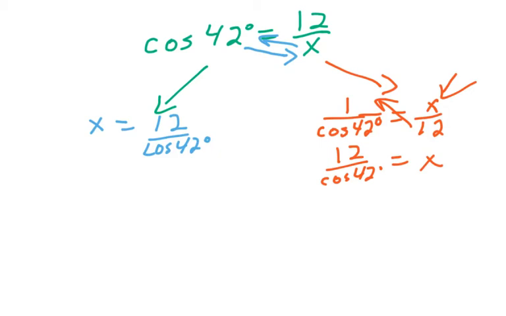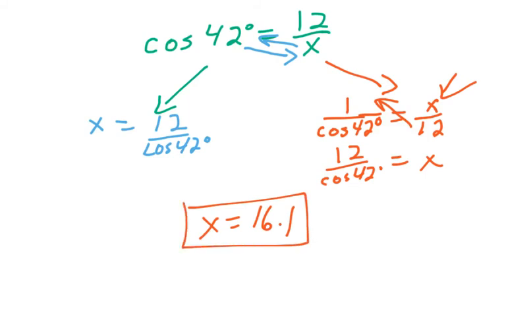And just to finish the question off, let's put this into our calculator: 12 divided by the cos of 42. You should have x equals 16.1 or so, thereabouts. Either way you do it.